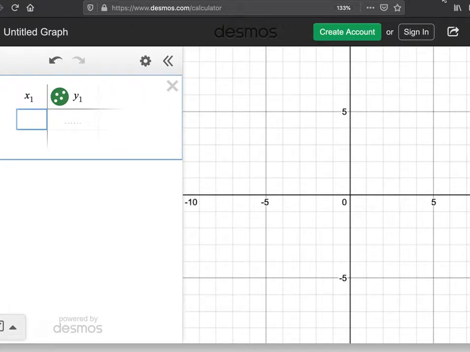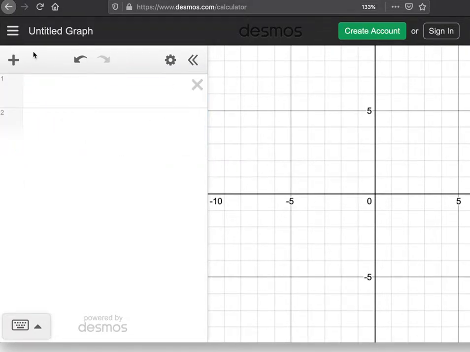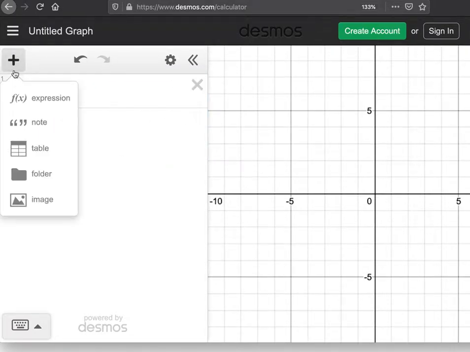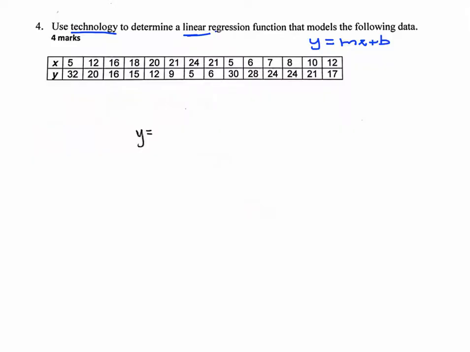So to do that, what we need to do is make a table. So we hit the plus sign, and we make a table. And from that table, we enter in all the values. So the first number was 5, and then we can go and do the other values, which are 12, 16, 18 for the x values, and 32, 20, 16, and all the way down for the other values.